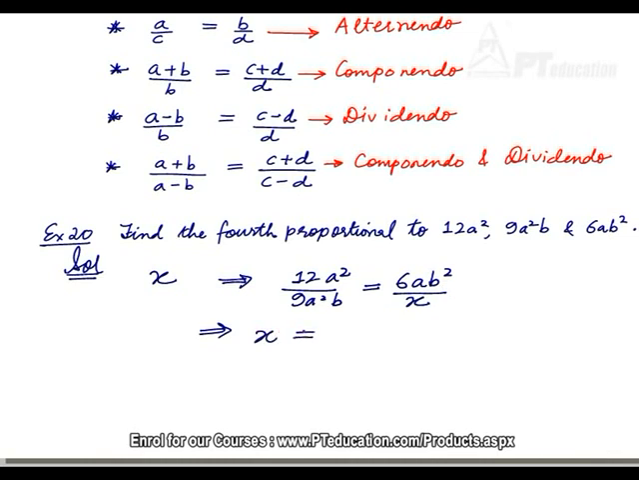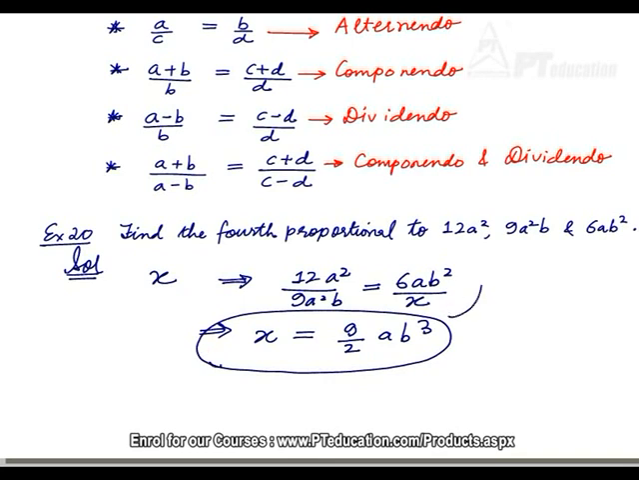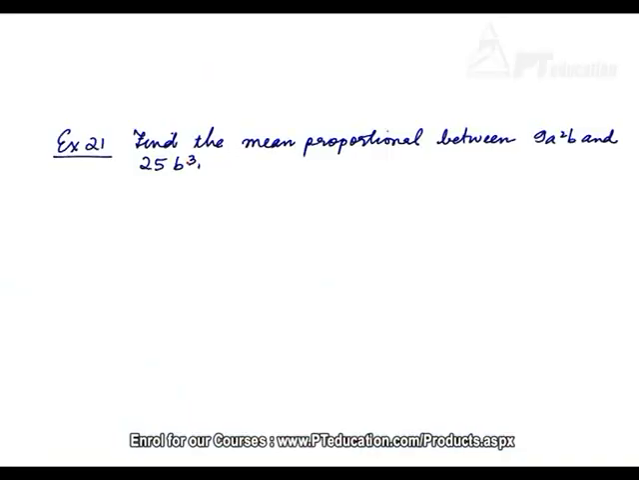So all you have to do is take x to the LHS, multiply and simplify everything, and your final answer will be 9 by 2 ab cube. And so this is your fourth proportional to the series of these three proportionals. So x is equal to 9 by 2 ab cube is the answer. Let's move on to example 21.